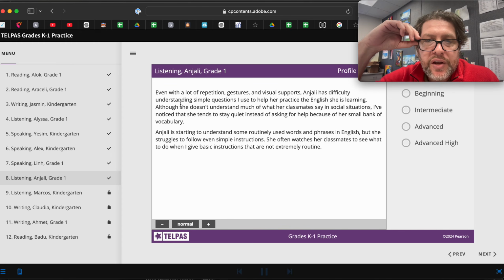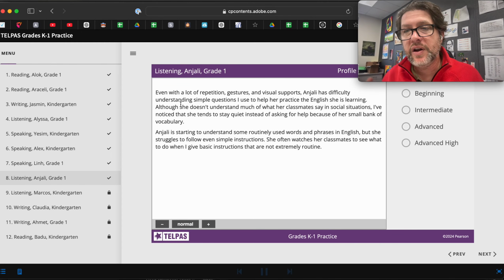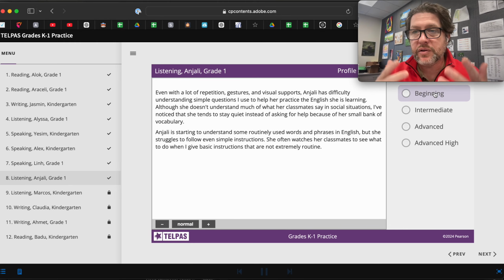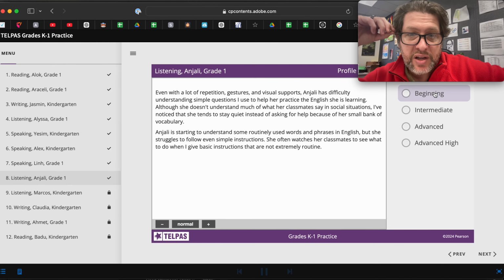Anjali has difficulty understanding simple questions I use to help her practice English she is learning. Although she doesn't understand much of what her classmates say in social situations, okay, that's another key. If they're not understanding much of social situation, it's putting them here. They're not even understanding social language, and even after a lot of gestures, visual supports, they have difficulty in understanding. It's going to be putting them in the beginning. She's starting to understand routinely used words and phrases in English, but she struggles to follow even simple instructions.